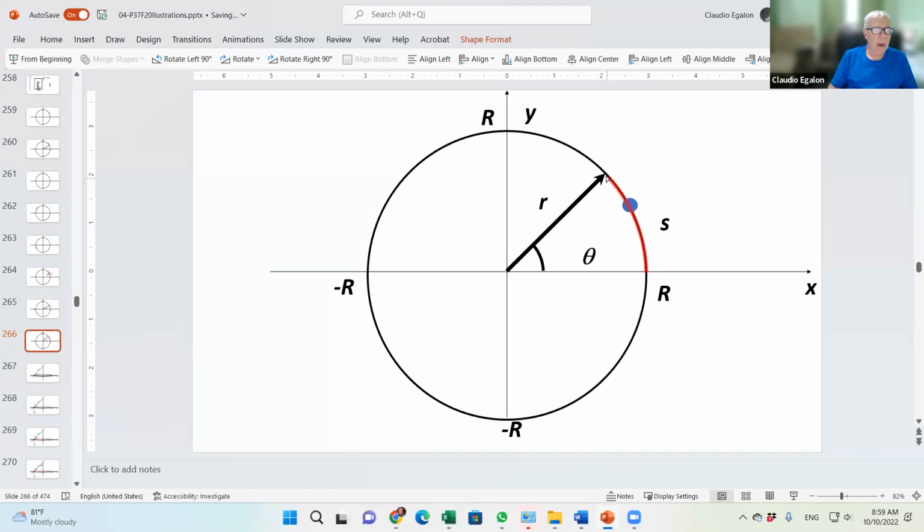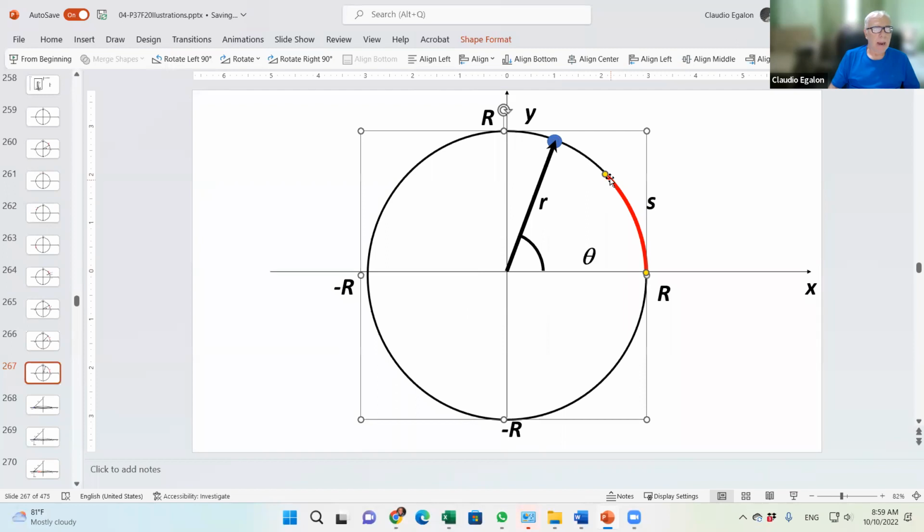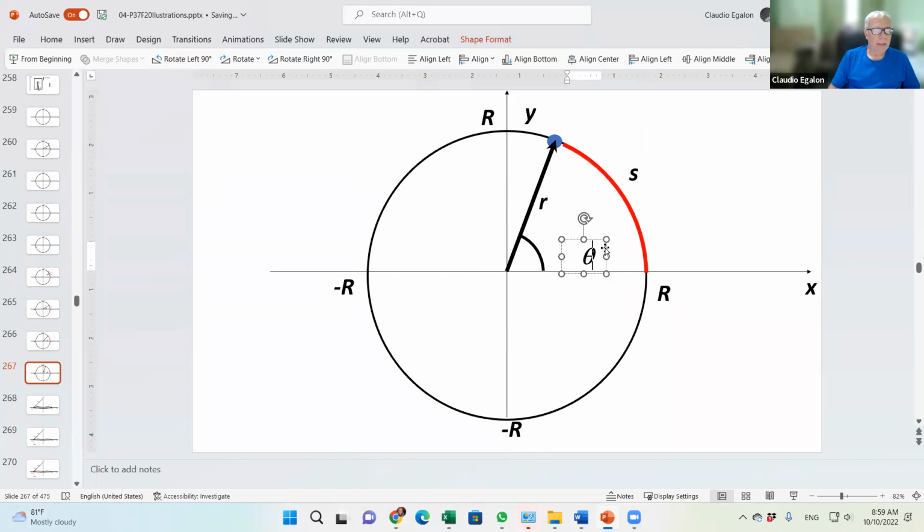And this arc length is going to increase, and the particle is going to change its position at this point here in the circle, right? A little bit later on, the position vector again is going to change. The angle is going to increase as well. The arc length s is going to increase as well, and theta.